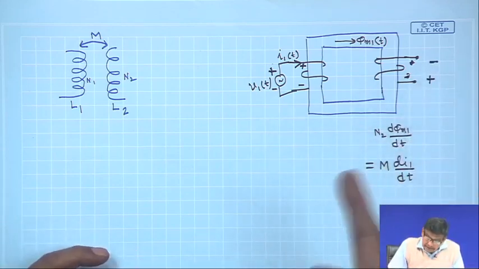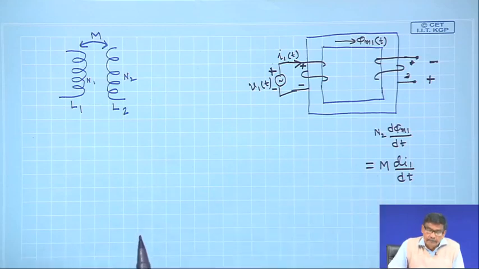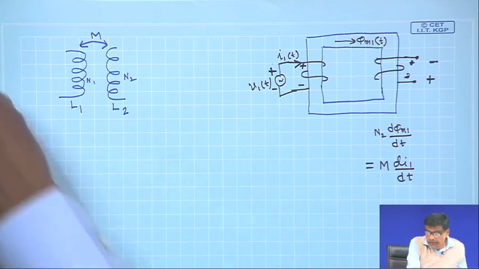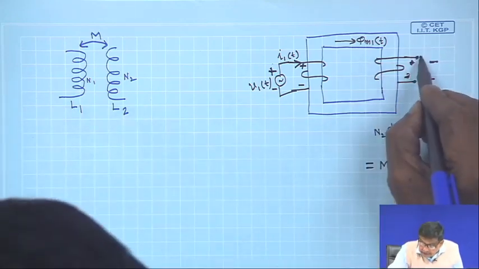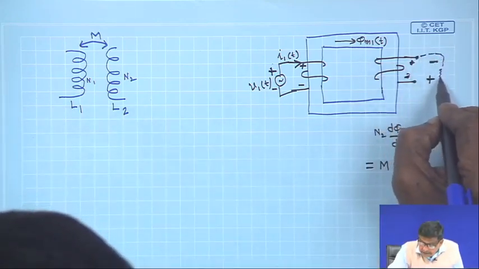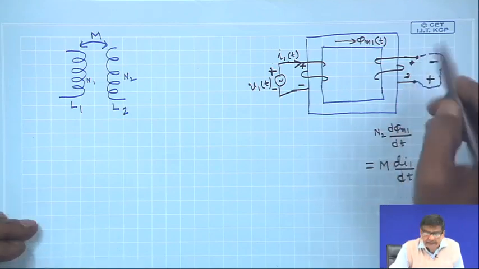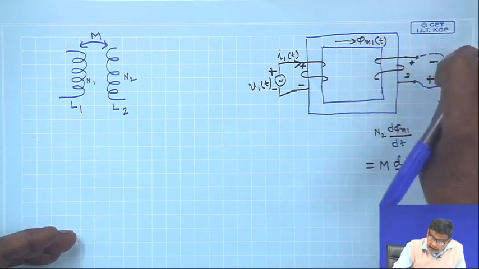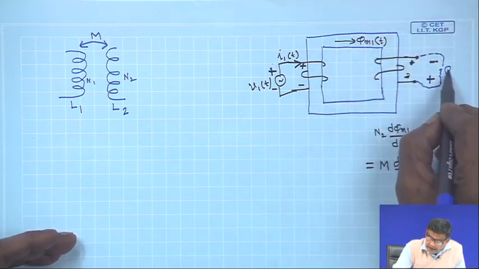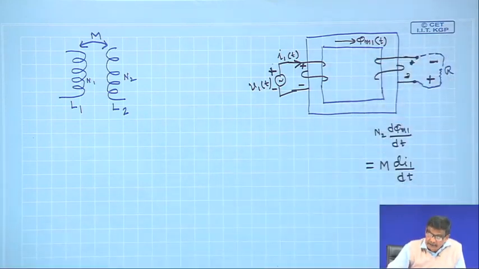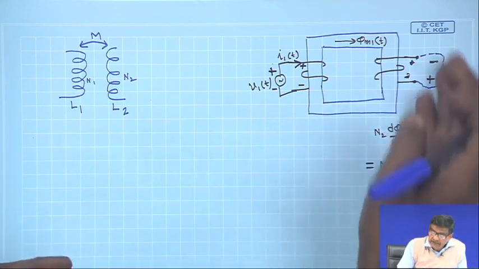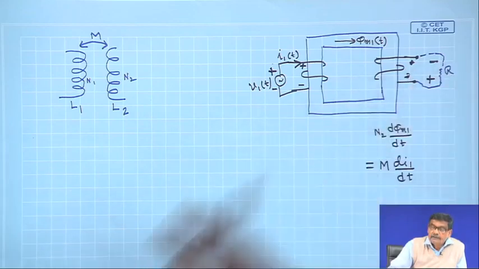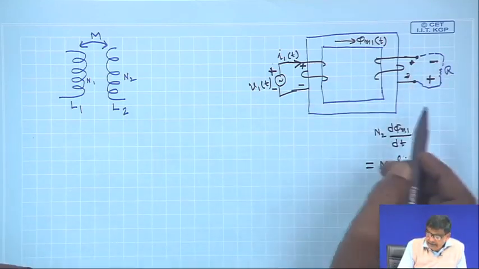Now, if this is correct, then what is going to happen? Imagine that the secondary circuit is connected with some resistance like that, loaded. If this is the voltage applied across a, say, load connected here, then what will be the direction of the current in R at that instant?